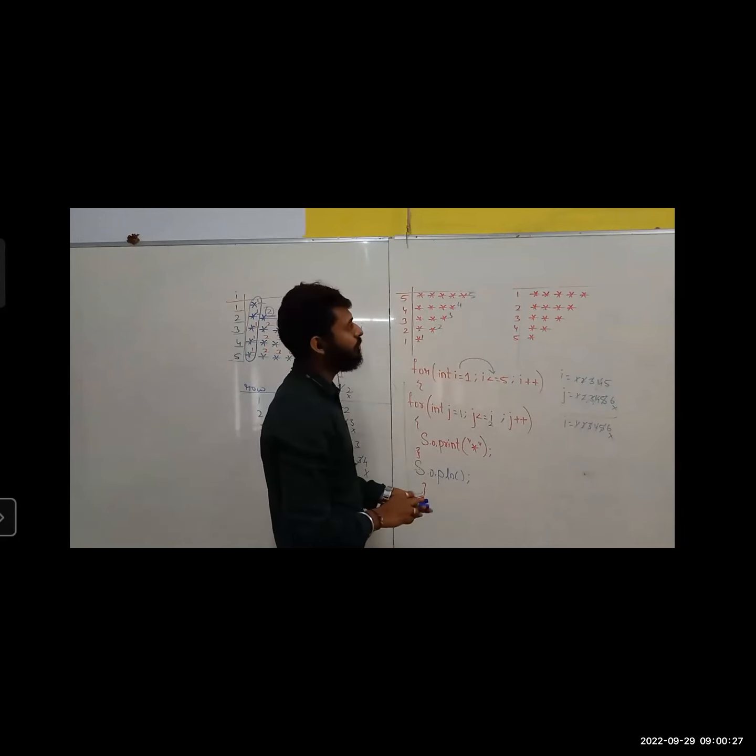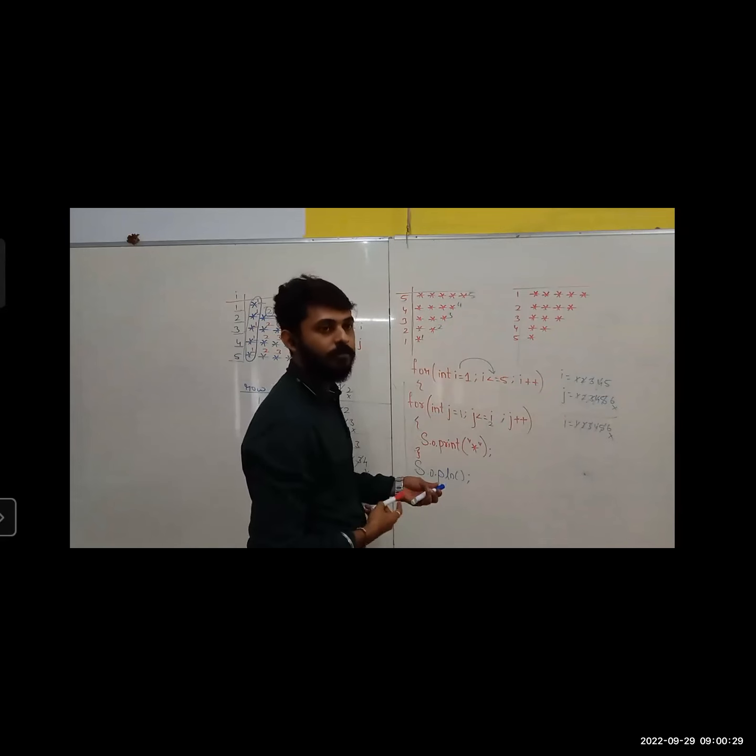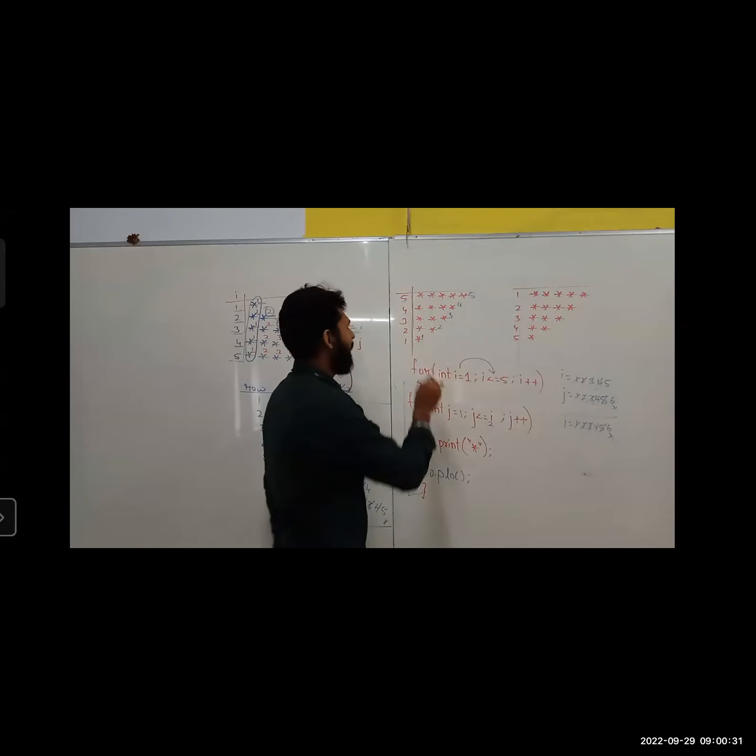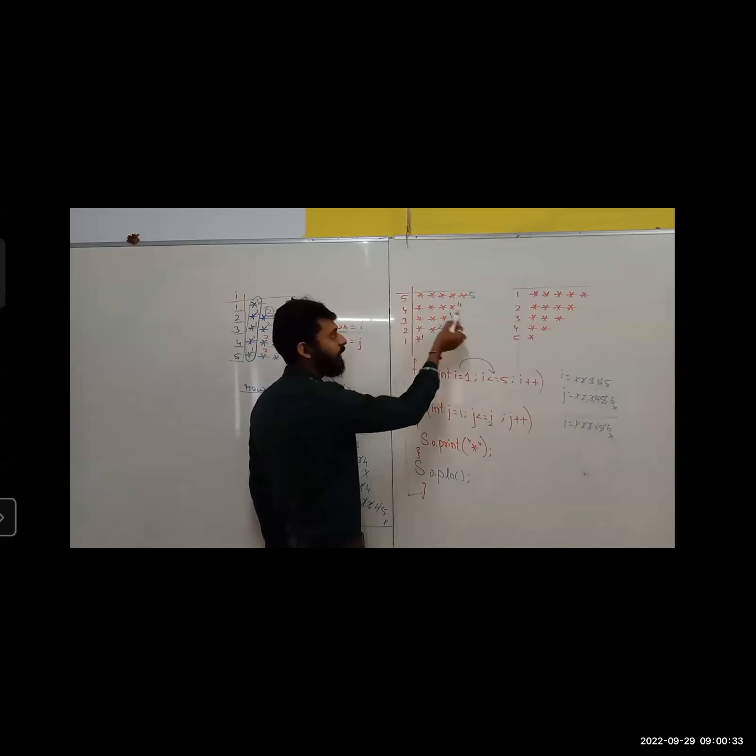Then what should it be there? I made this row number as my ending point. Yes, sir. Okay, then what should it be there?